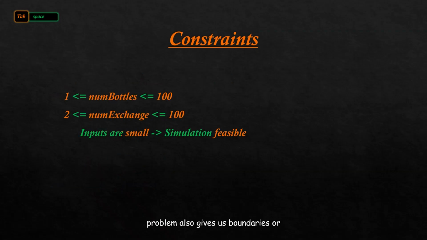Notice how the total grows beyond the starting number due to the exchange mechanism. The problem also gives us boundaries, or constraints. The number of initial bottles is always between 1 and 100. The exchange rate is at least 2 and at most 100. These small limits mean that simulation is a perfectly valid approach. We do not need complex formulas or heavy computation. A simple loop repeating the drinking and exchanging process until it's no longer possible will always work efficiently.